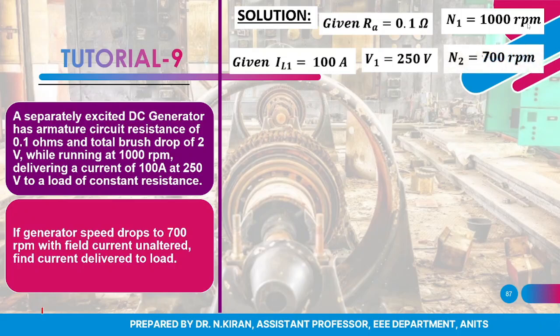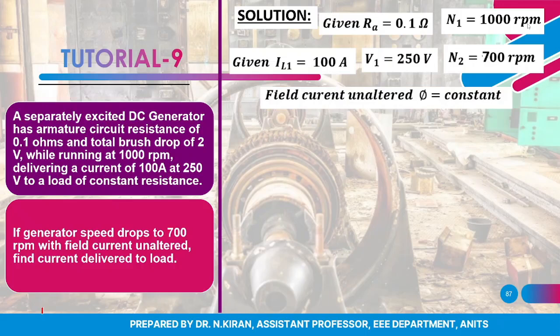Next, since the second case speed is also given, N2 is 700 rpm. Here it is given that field current is unaltered, so flux is constant. We know the formula for EG is Phi Z N by 60 into P by A. Since flux is constant, putting aside all the constants, I can write the expression Eg1 by Eg2 equal to N1 by N2.